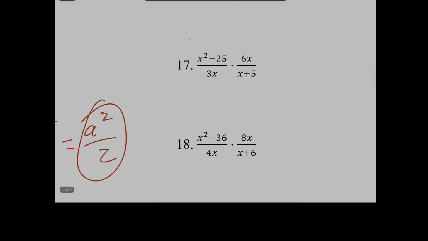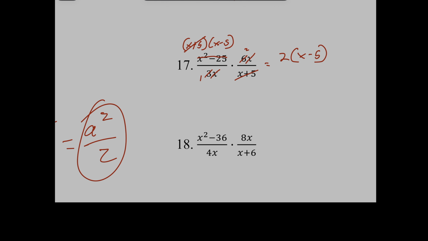Okay, let's do number 17. X squared minus 25. That's an x plus 5 and an x minus 5. Okay, now the entire thing can go away. And then right here, the x and x can go away. And look, I have a 3 and a 6. That can reduce to a 1 and a 2. What's left over? 2 parenthesis x minus 5.